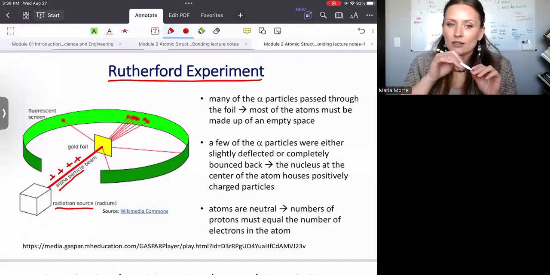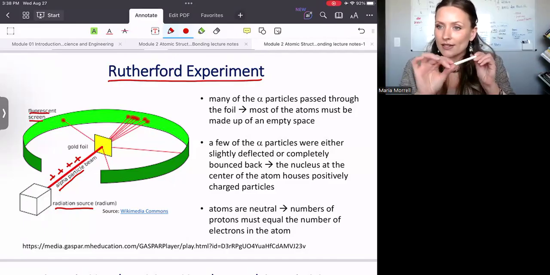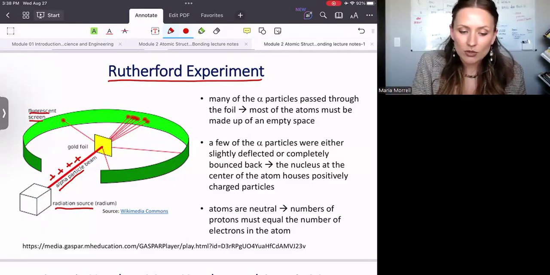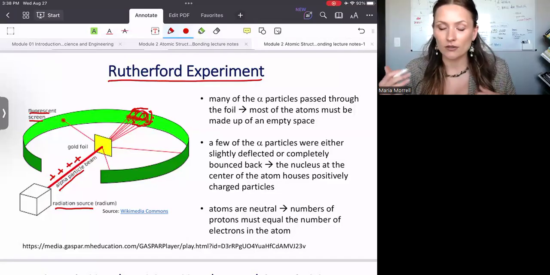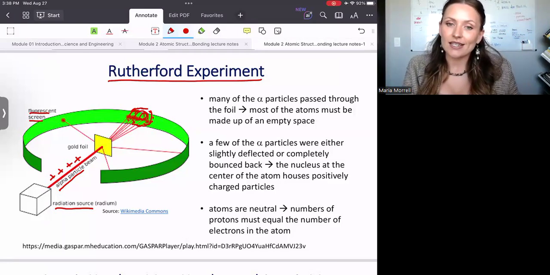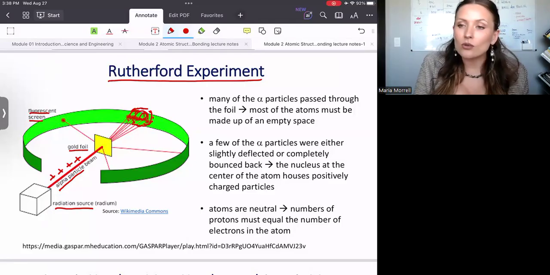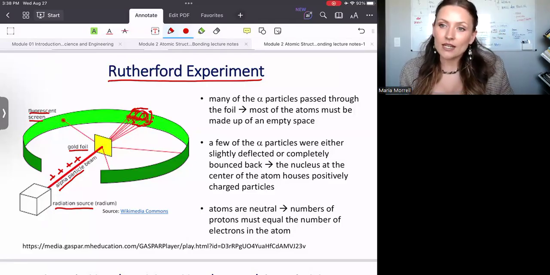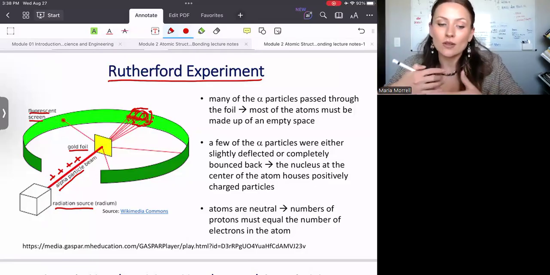I want you to just understand that he used a fluorescent screen. When the beam was passing through empty space, he was able to see the beam right here. The fluorescent screen allows you to visualize those particles, and you could see the beam at the other end of the screen. What he did next is that he took a very, very thin gold foil and placed it in front of the beam, and he wanted to see what was going to happen to the beam.